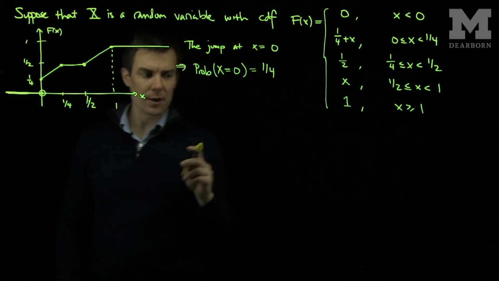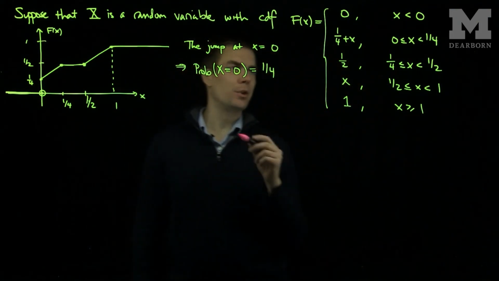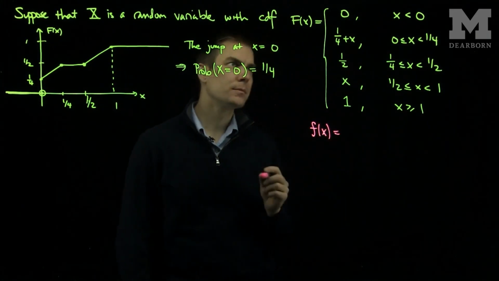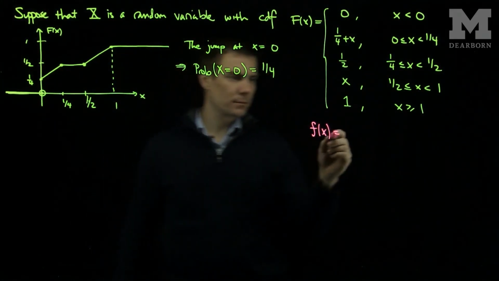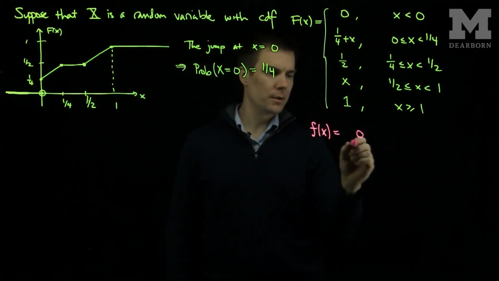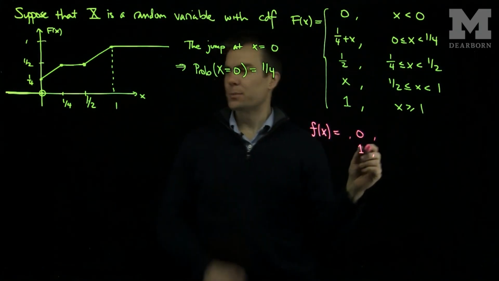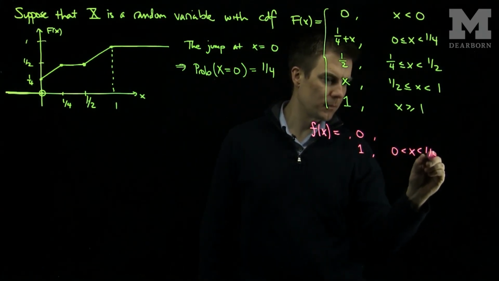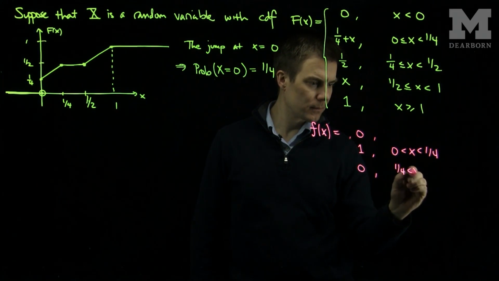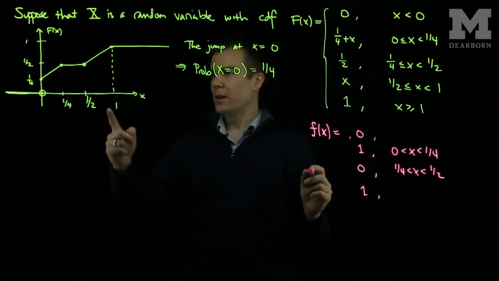So the first thing we'll do is compute the expected value. So how do we compute the expected value? So the expected value is found by computing the derivative of this. So what will the derivative be? So my PDF, f of x, will be what? It'll be 0 over here. Then the slope of the line between 0 and 1/4 is equal to 1. So then it'll be 1 when x is between 0 and 1/4. Then it'll be flat between 1/4 and 1/2. Then it'll be 1 again between 1/2 and 1.